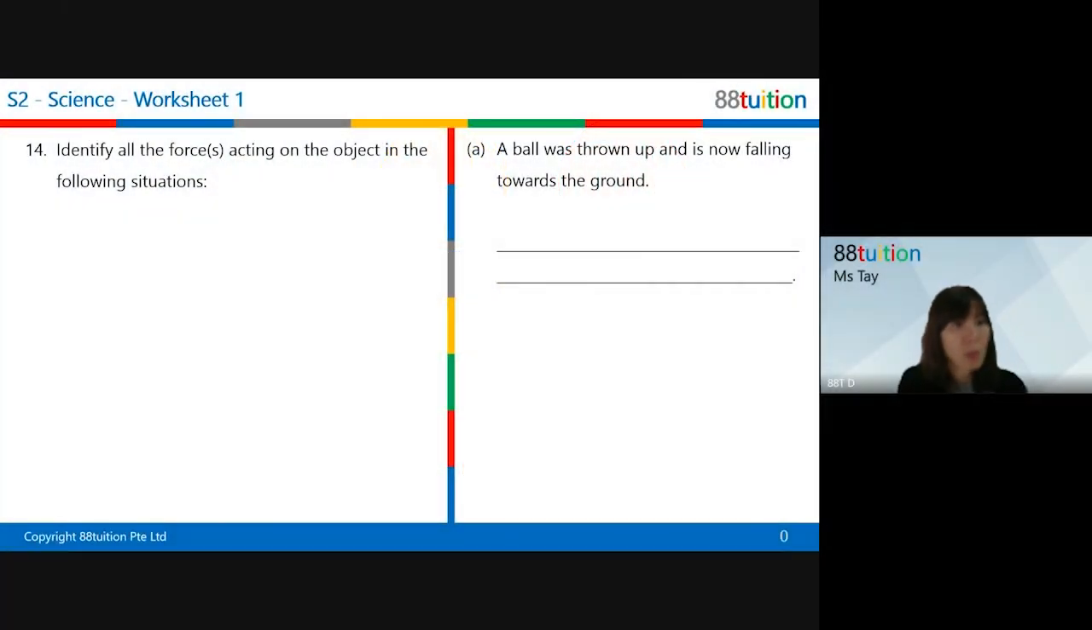Yeah, so we finish up last week's worksheet first. Then after that, I will be going through the part on pressure. Okay, so following pressure, we will go into our worksheet two.